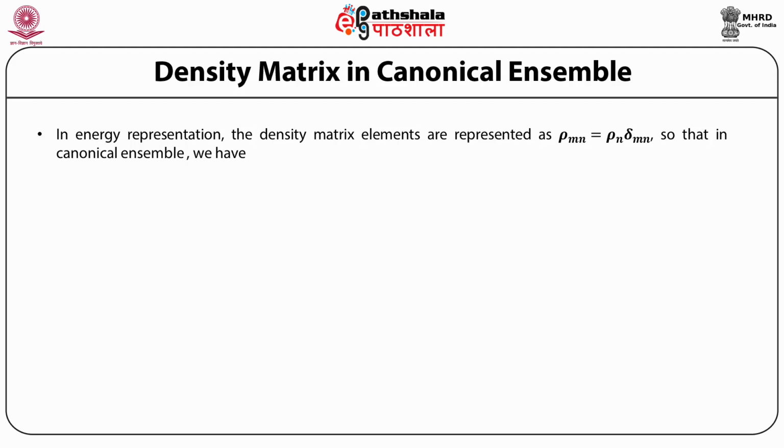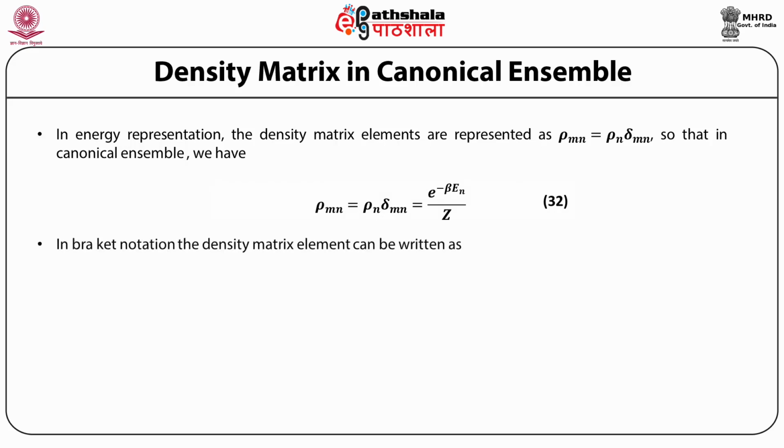So in the canonical ensemble, we have ρ_mn = ρ_nn δ_mn = e^(−βE_n) divided by the partition function Z. In bracket notation, the density matrix element can be written as ρ_mn = ⟨φ_m|ρ|φ_n⟩.